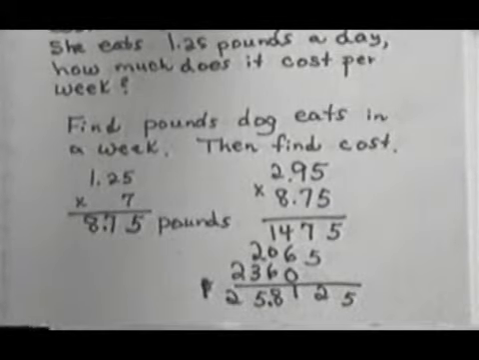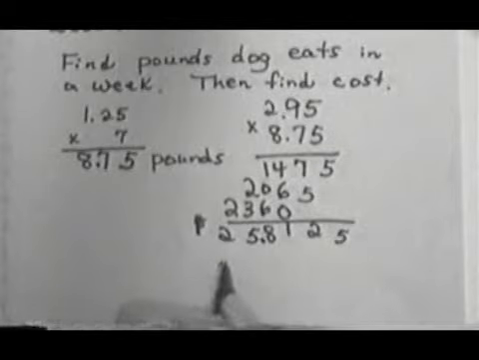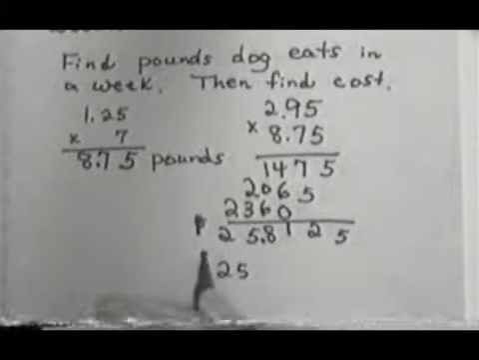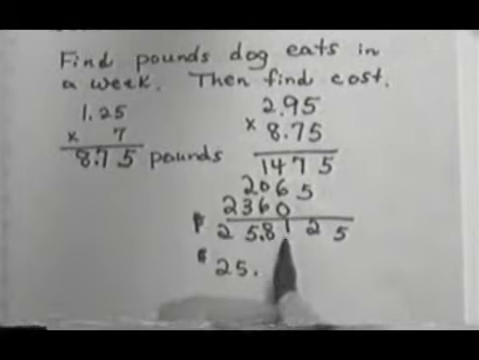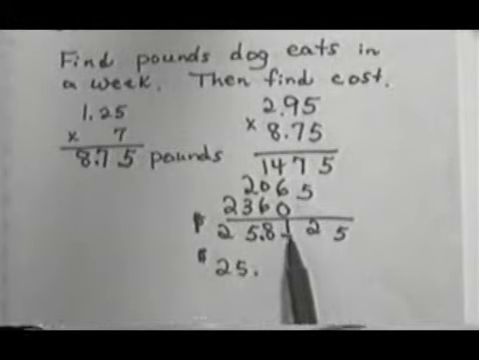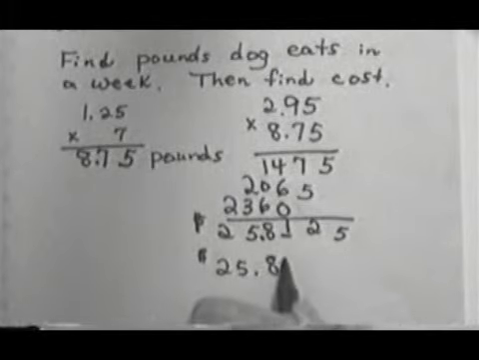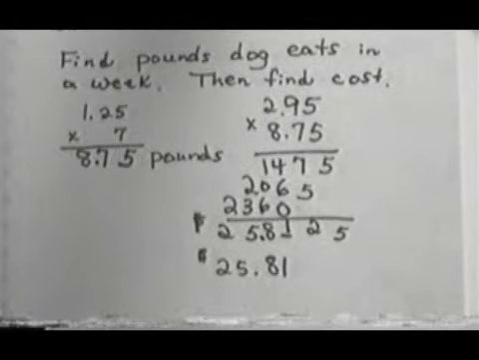And this is money. And when we're working with money, we generally round off to the nearest penny. So we've got $25, and we have either 81 cents or 82 cents. Well, we just use our rounding rules. This is in our hundredths place, or our pennies place. So we look 1 over at the 2, and that would tell us to keep it a 1. So we'll say it costs us $25.81 to feed our dog for a week.